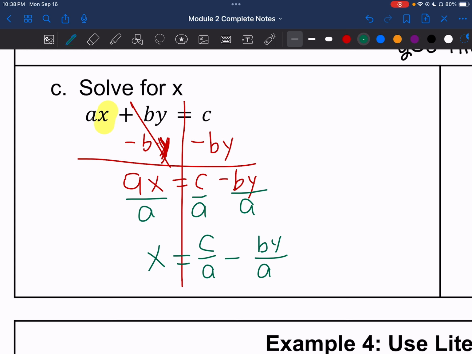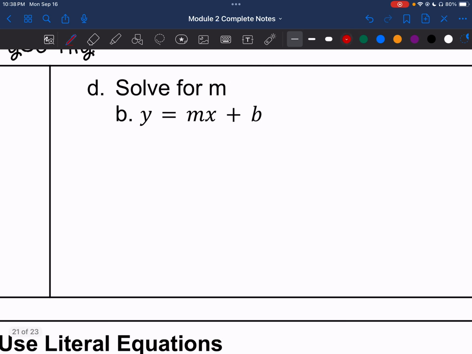And my second example, we're starting off, we have y equals mx plus b. That's a form that you should have seen last year in 7th grade. That is slope-intercept form, y equals mx plus b, where m is your slope and b is your y-intercept. So we want to solve this for m, which is our slope.